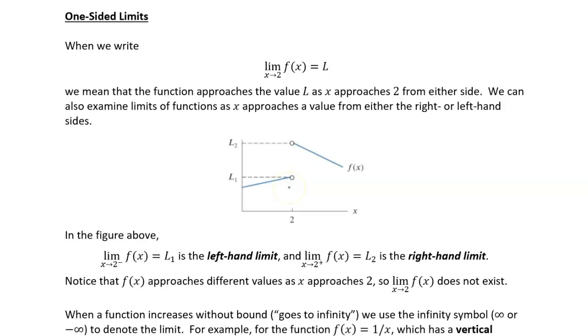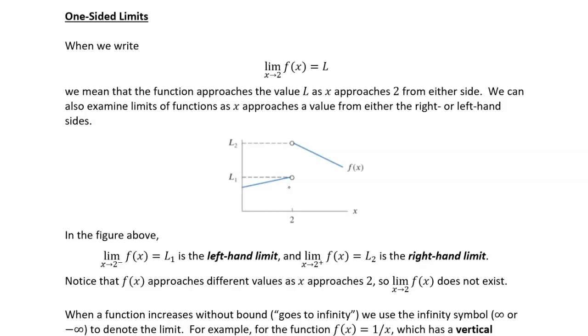In that last example, we talked about sneaking up on a value of x from either the left-hand side or the right-hand side. So let's talk a little bit about those one-sided limits, where we're sneaking up either from the left or from the right of a value. If you look at this graph of f of x, it's some sort of piecewise function which has a break at 2.